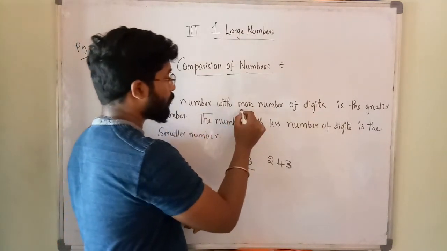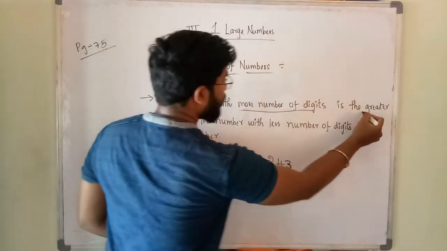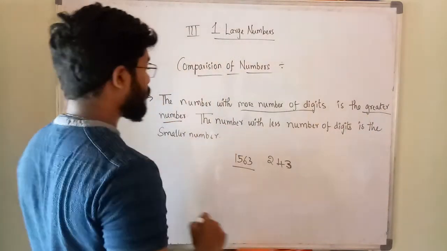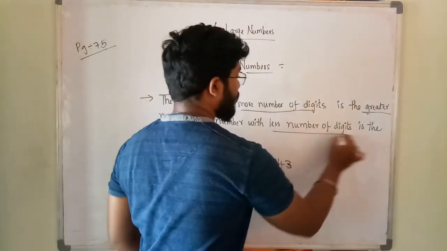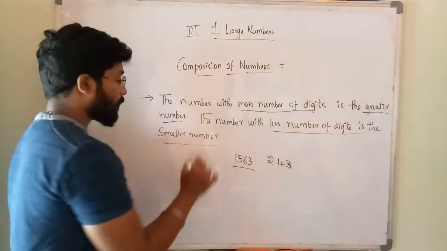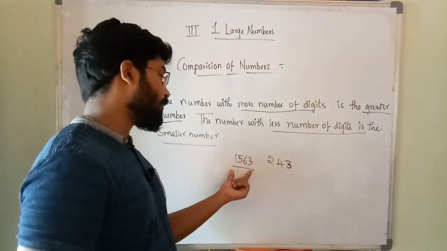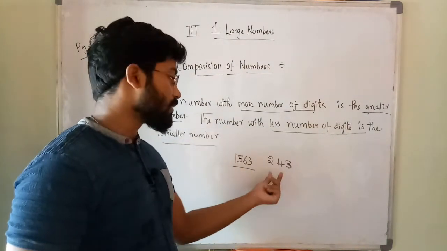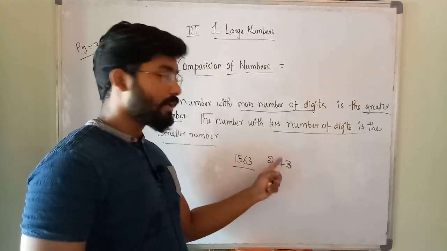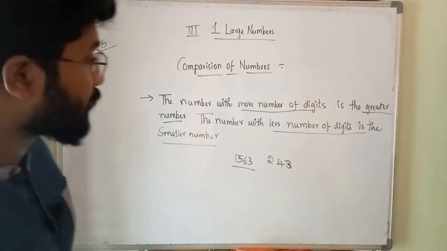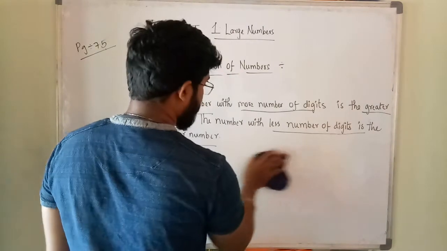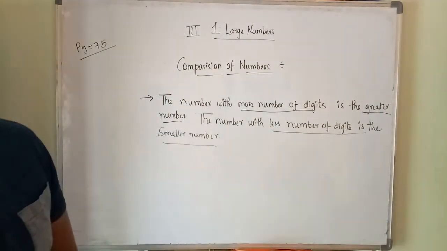The number with more number of digits is the greater number. The number with less number of digits is the smaller number. So this one is the greater number because it is having 4 digits. This is a smaller number because it is a 3-digit number. Okay, so like that you have to understand the statements. Okay, so what is the next one?